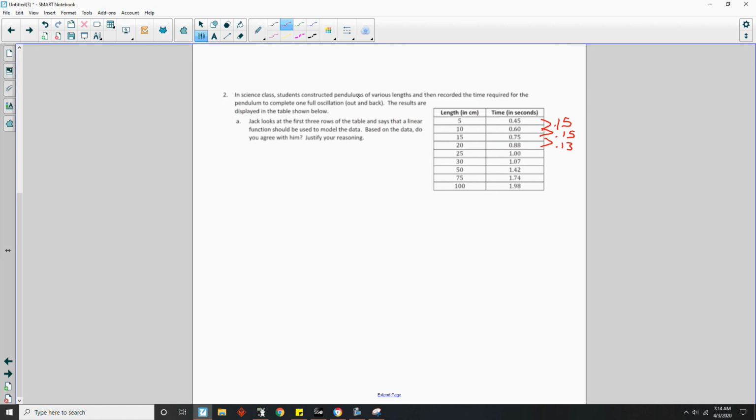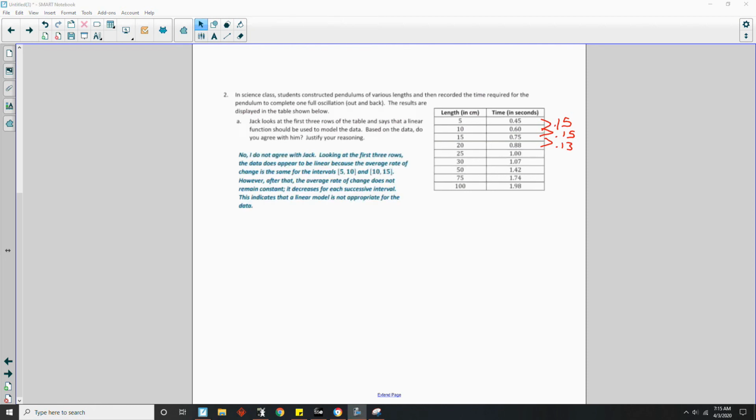Okay. So for the first 3 rows, it does look linear, so I understand what he was looking at. Rate of change was 0.15, but then the rate of change changed. Okay, so here's what we could say.